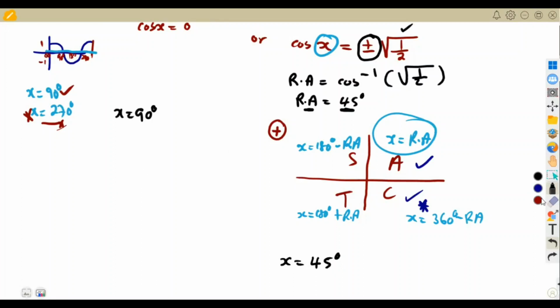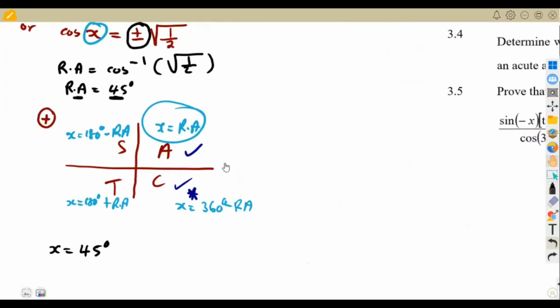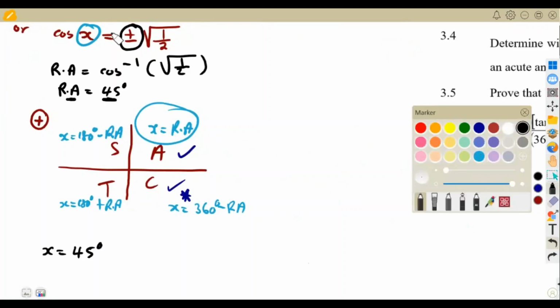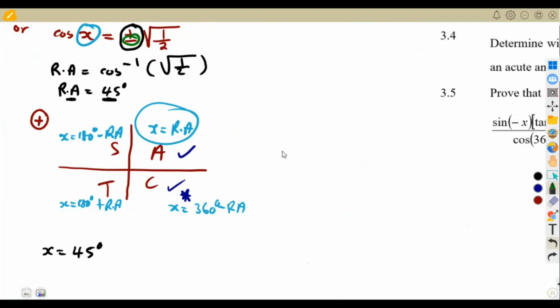All right, then we move on to the negative. So you're just going to use the same diagram that we have, but considering where cos is negative, because we also have a negative. So for the negative angles that you're going to consider for cos, cos is negative in the second quadrant, because we do not have C for cos.